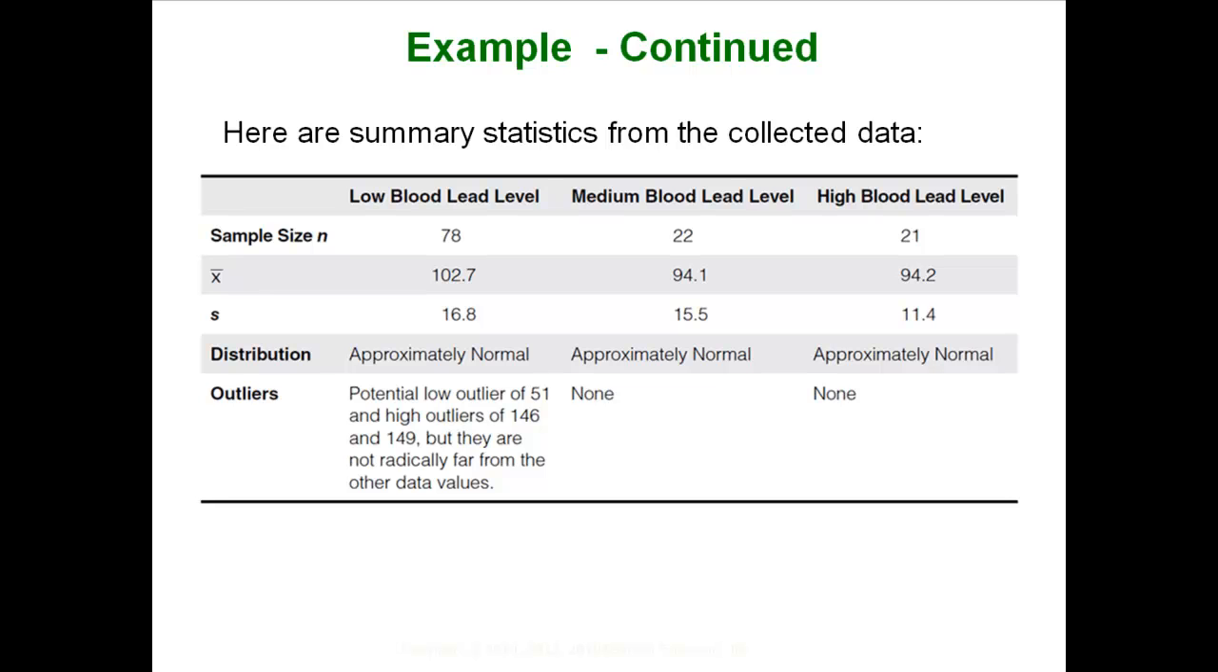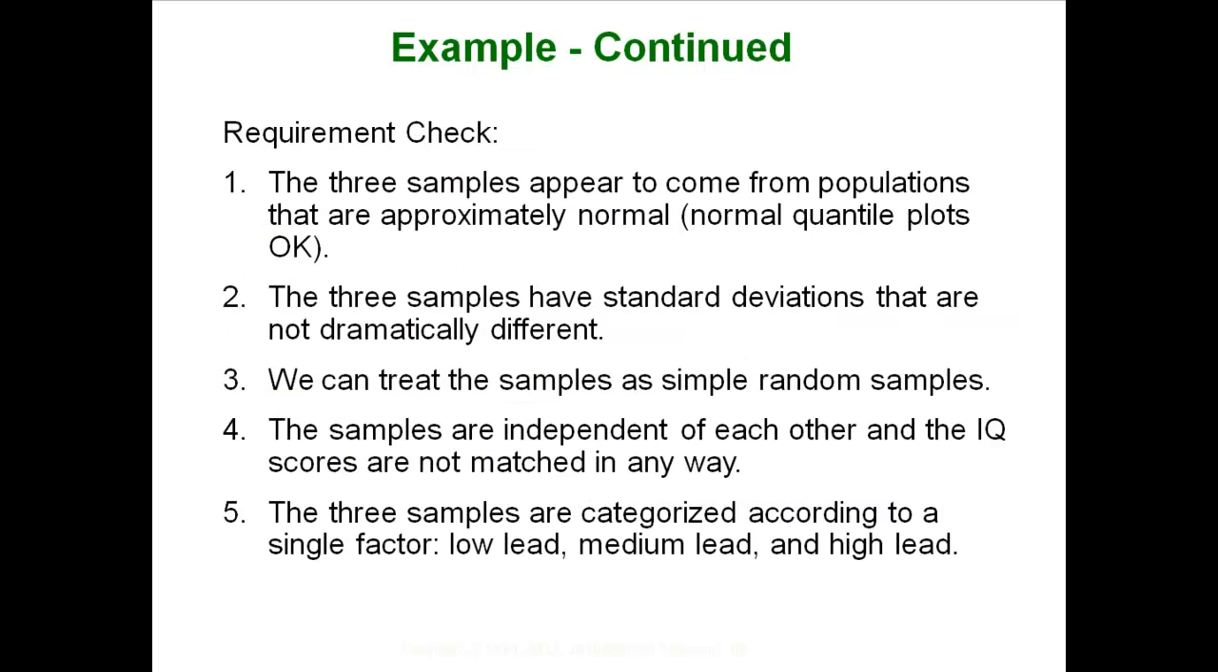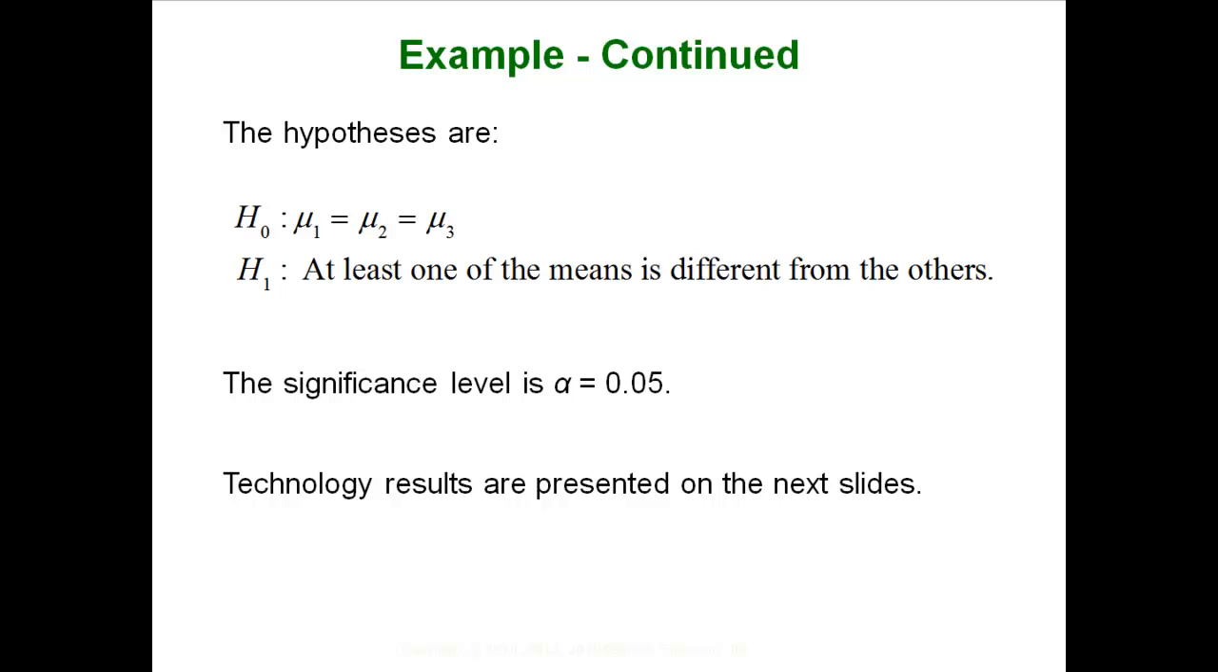You would also need to check that all three of them come from approximately normal populations, so you would run your normal quantile tests or histograms or something and see that they're all approximately normal, and then check for outliers. In one of the samples there were some potential outliers, and the others not so much. Now that you have that, you run through the requirements and go, yep, everything seems good. We can go ahead and run our test.